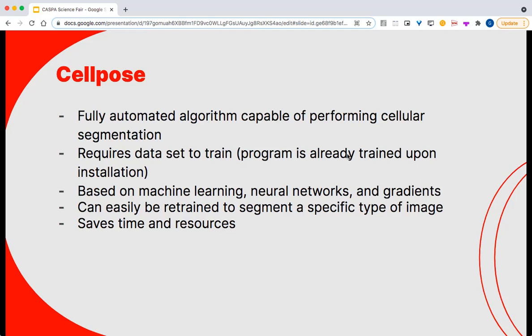It does require a data set to train, but the program is already trained upon installation, so you don't need to worry about that. The program is based on deep learning neural networks and different vector gradients, and it can be easily retrained to segment a specific type of image. So for example, if you're working with tissue cells in particular, you can retrain it so that the program is better suited for segmenting that type of cell. And this will save time and also resources.